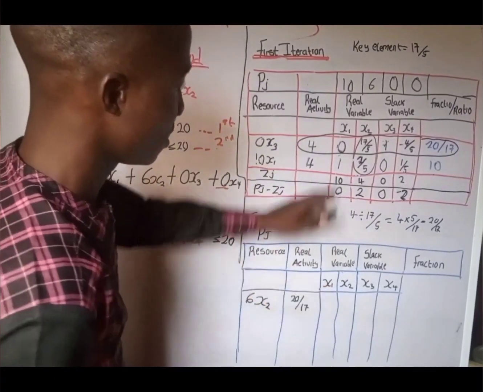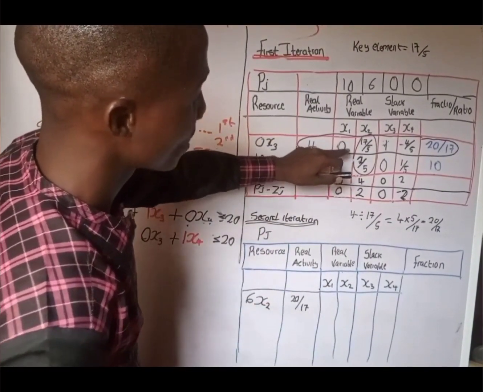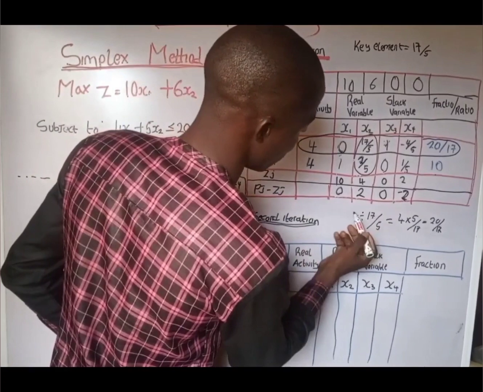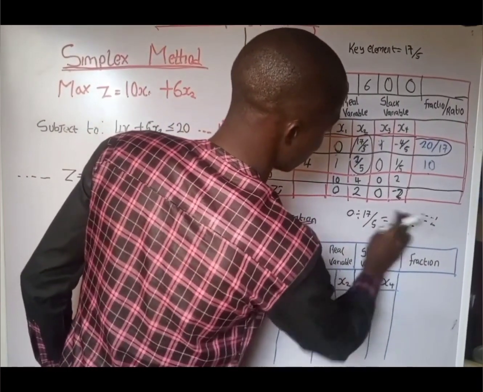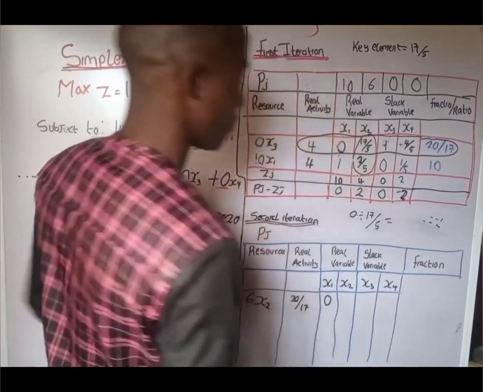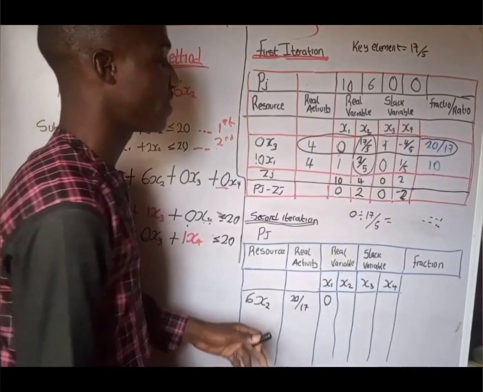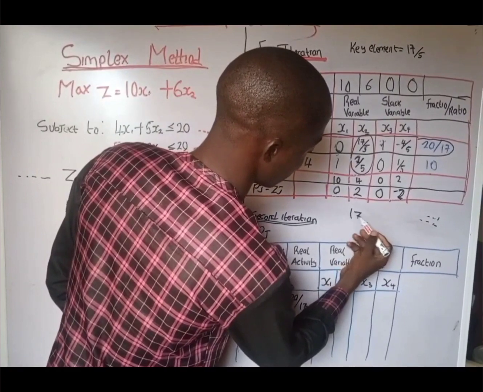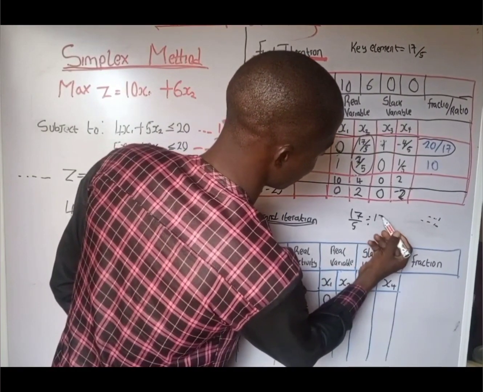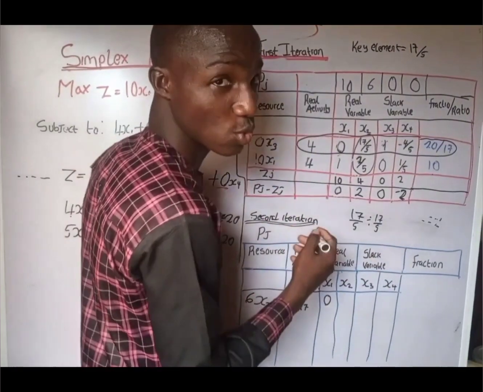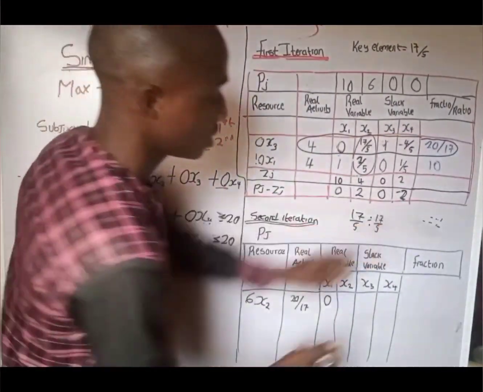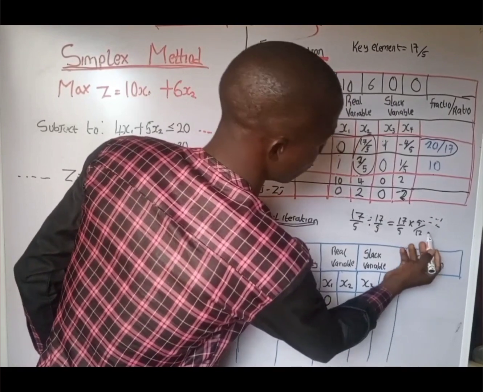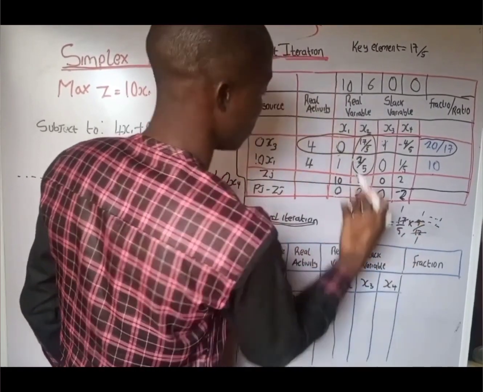So for the next one, for the x1, I have 0. 0 divided by 17 over 5 will give me 0. So this one is 0. And for the x2, 17 over 5 divided by 17 over 5. Yes, I'm going to divide by itself. If the division sign changes to multiplication, I'm going to be having 17 over 5 multiplied by 5 all over 17. So this will cancel this, and we make 1. Therefore, I'm going to be having 1 here.